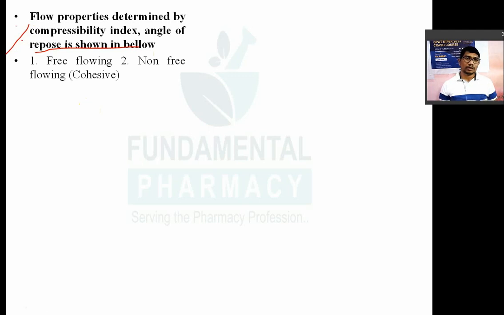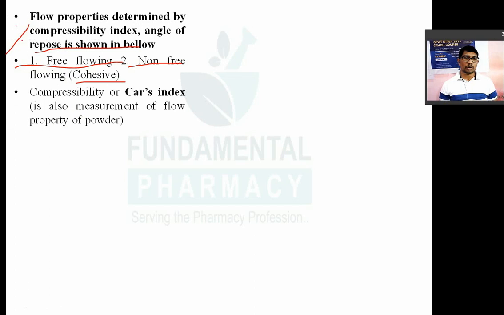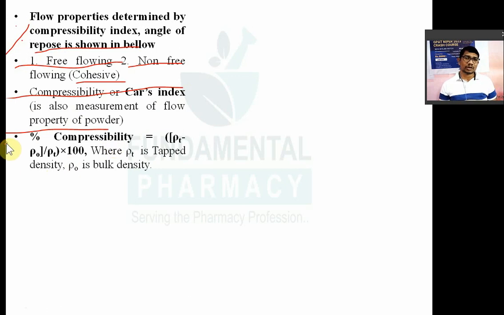Powder may be either free flowing powder हो सकता है या फिर नॉन फ्री फ्लोइंग को अपन बोलते हैं कोहेसिव powder. कोहेसिव मतलब उसके इंटर पार्टिकुलर अट्रैक्शन ज्यादा होते हैं उसमें एंड ऐसा उसका फ्लो क्या होता है? कम होता है. फ्री फ्लोइंग में इंटर पार्टिकुलर अट्रैक्शन कम होता है. Now compressibility index, also known as Carr's index. So it is a measure of flow properties of powder. Percent compressibility और Carr's index और Carr's consolidation index इसको ही बोलते हैं.